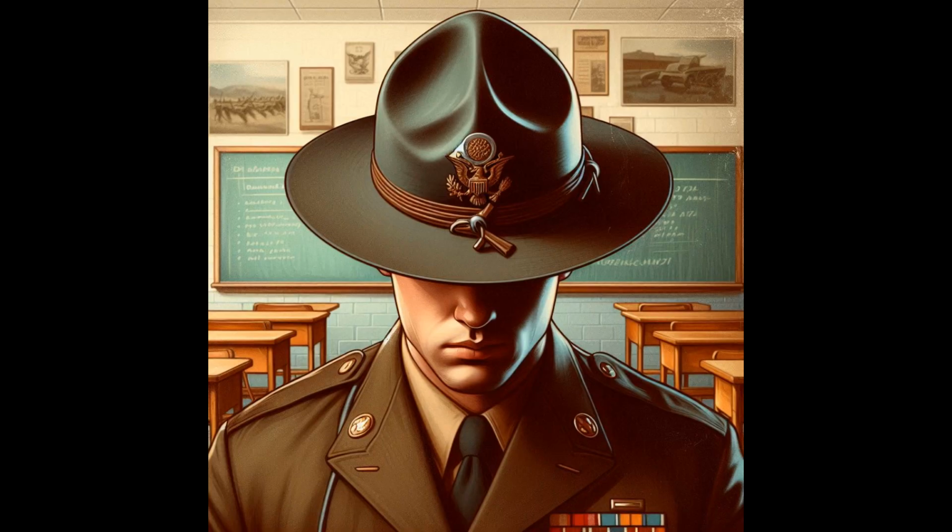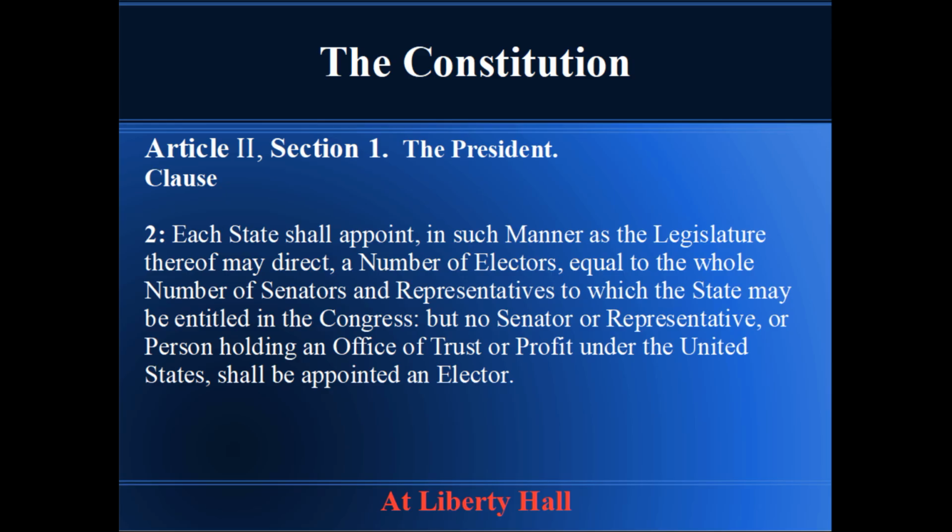1. The executive power is held by the President, who serves a 4-year term, elected alongside the Vice President for the same term.